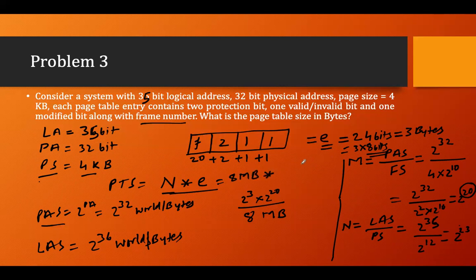Into E, which is 3 bytes. So what is the total? 8 into 3 is 24, so 24 MB is my answer. 24 MB is the page table size in bytes that we require.